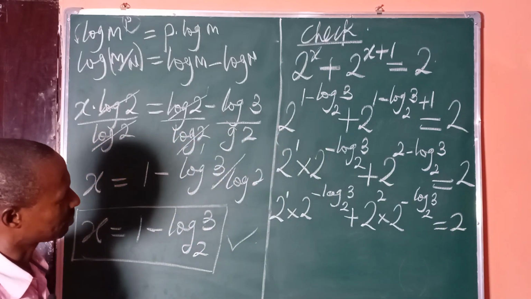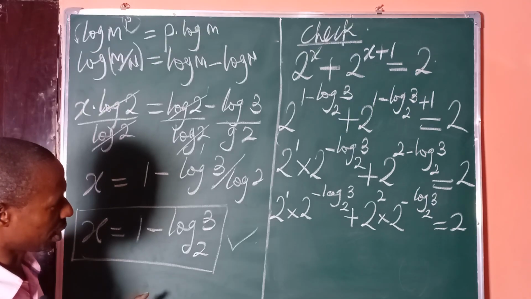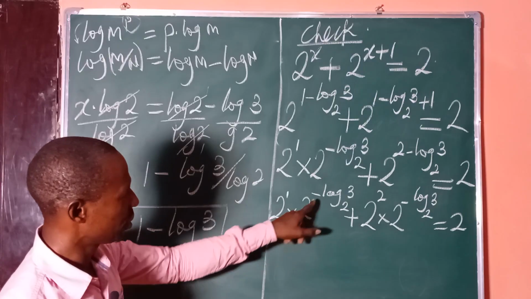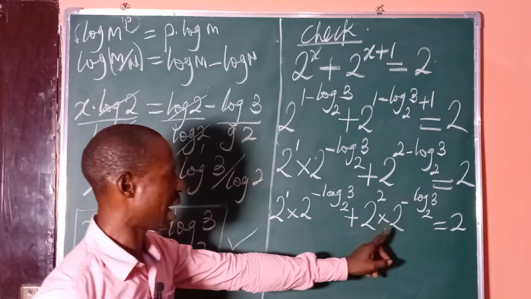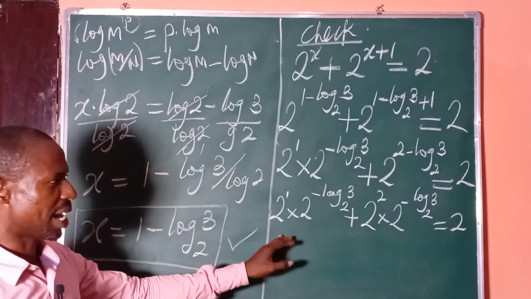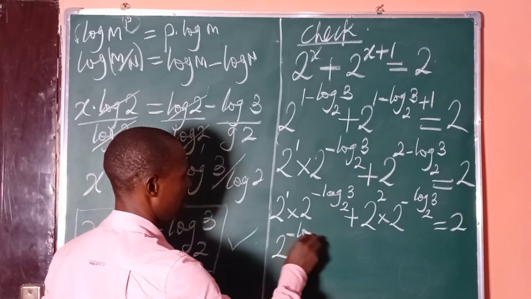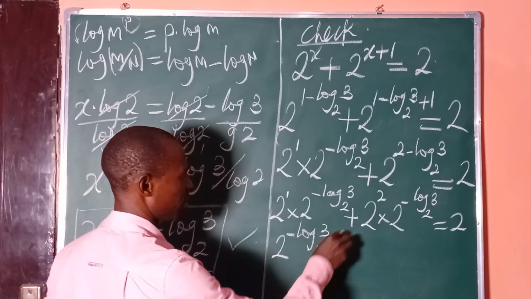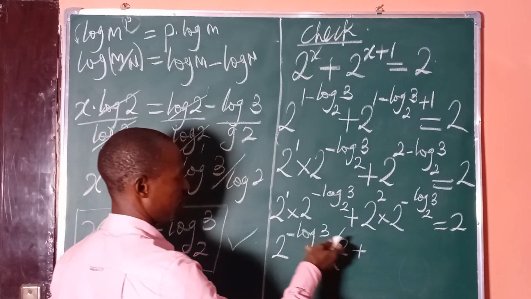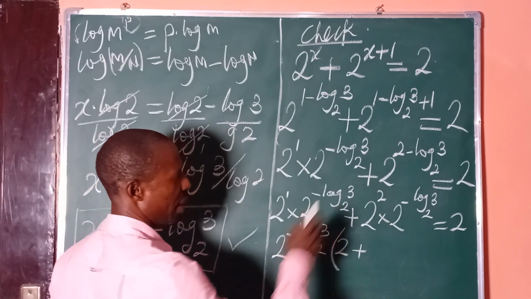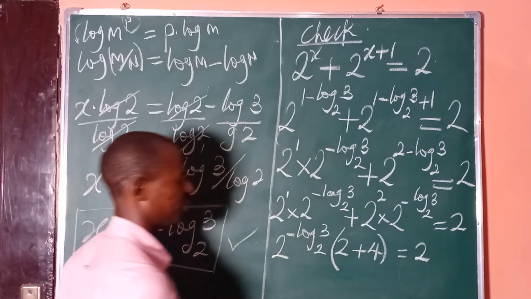Then when I look carefully, what can we do here? Here we are having 2 to minus log 3 base 2, and here we are having the same thing. So we can factor this out, and we're going to come up with 2 to minus log 3 base 2 bracket. If we use this to divide this, we are left with just 2. Then plus, if we use this to divide this, we are left with 2 to the power of 2, which is 4. Close bracket equal to 2.